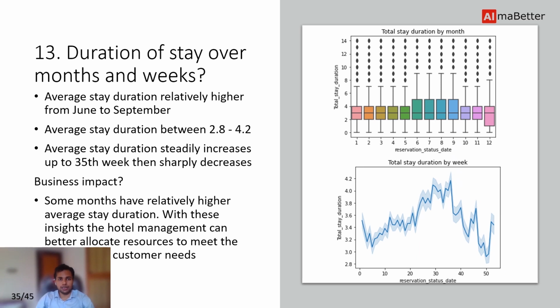And now, let's take a look at the duration of stay over months and weeks. As we can see, the average stay duration is relatively higher from months 6 to 9. That's here, if that is June to September. The average stay duration ranges from 2.8 to 4.2, and we can observe that the average stay duration steadily increases up to the 35th week and then suddenly decreases. This information is important for the hotel management as they can better allocate their resources to meet the customer needs during the months where the average stay duration is higher.